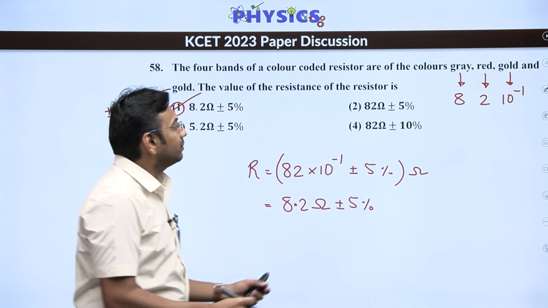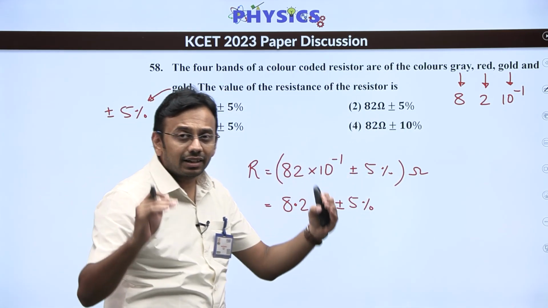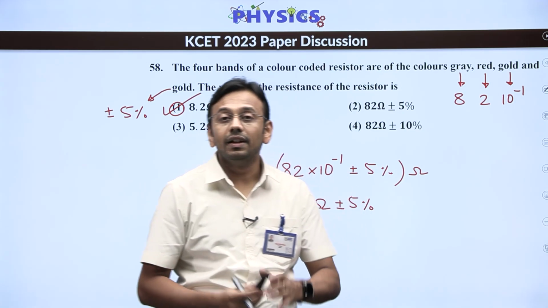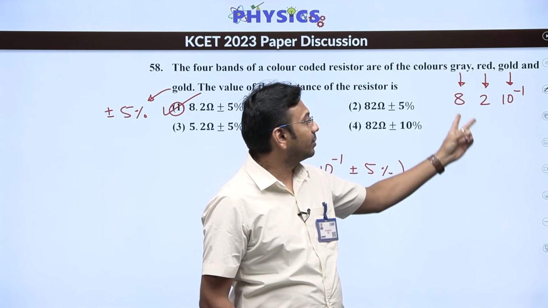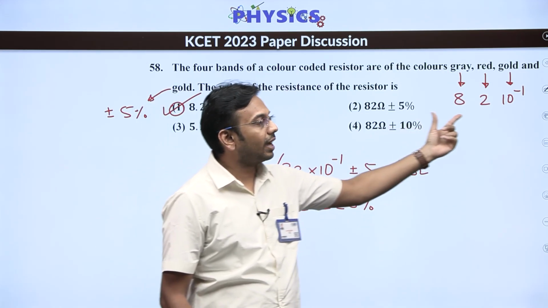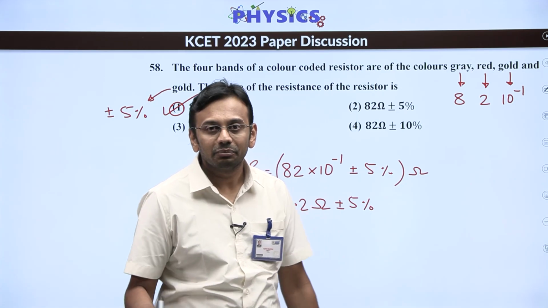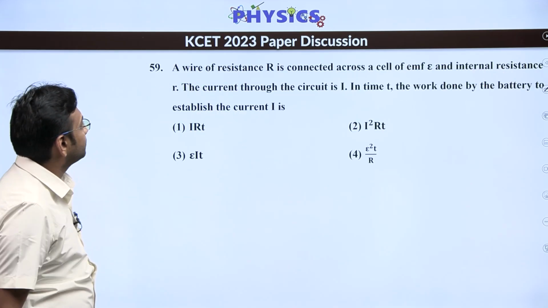Alright. So, once again just direct application of that table which we have of color coding, and we need to know the significance of each band. First 2 bands represent the first 2 digits, third band multiplier, fourth band tolerance. Alright. Let us move ahead, let us take the next question.